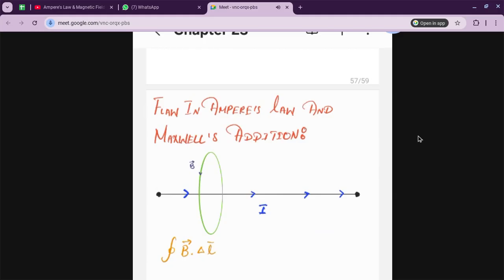Del L is to find I enclosed. Why do I use the integral sign instead of this? Here we know that integral is also a summation.